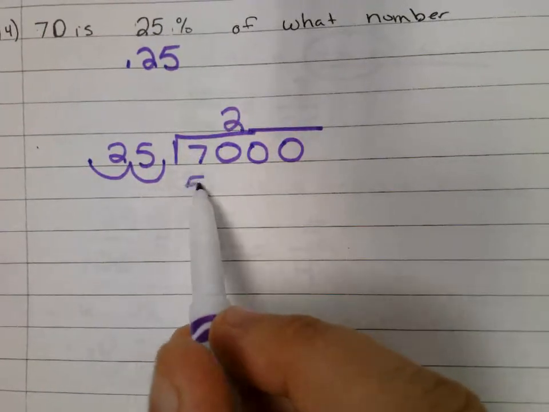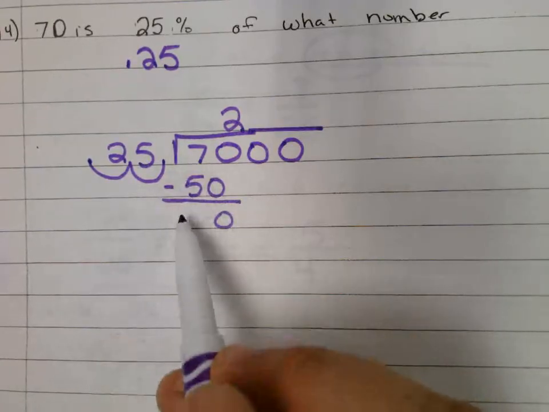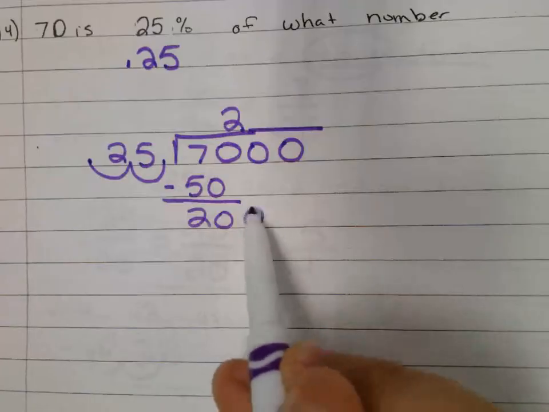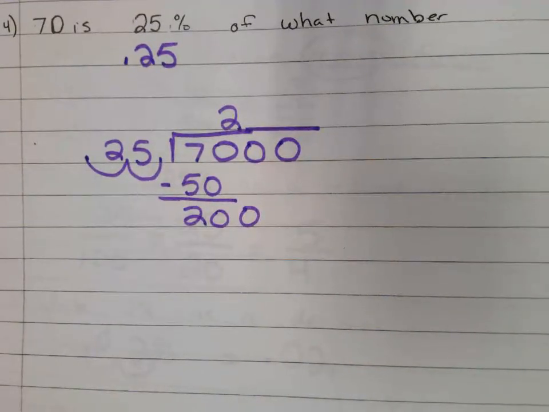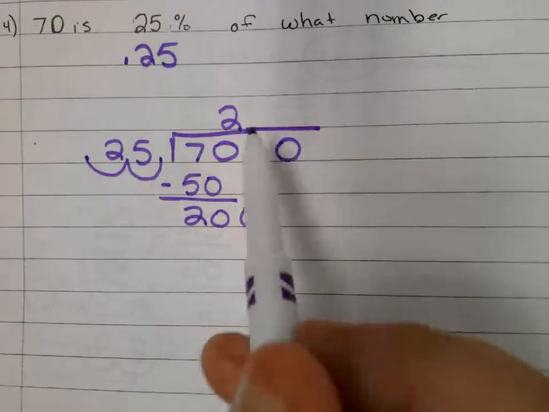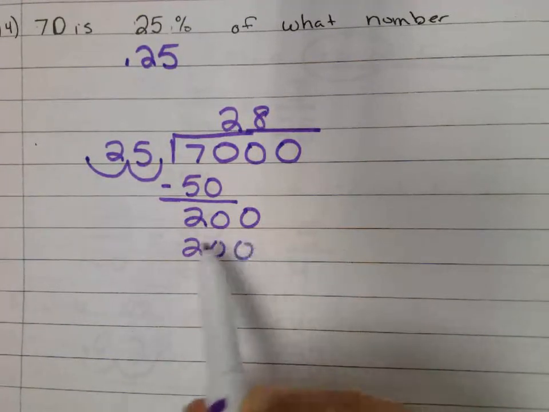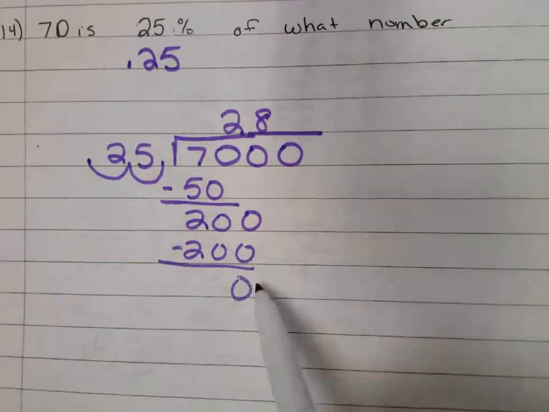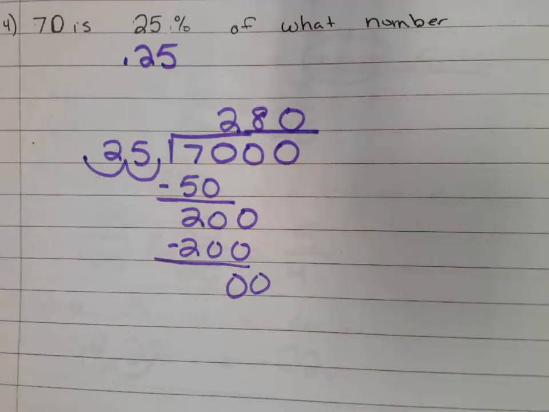2 times 25 is 50. Subtract, and I get 20. Bring down another 0. 25 goes into 200 8 times. 8 times 25 is 200. Got another 0. 25 goes into 0 0 times. So you get 280.